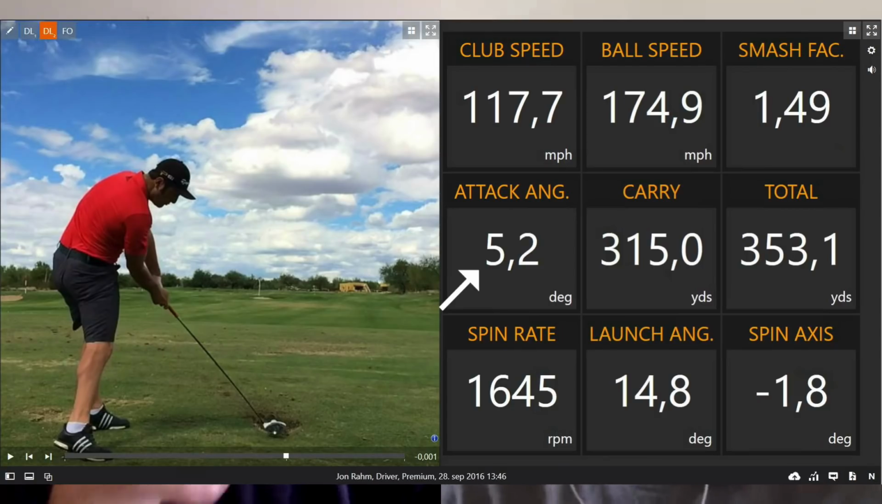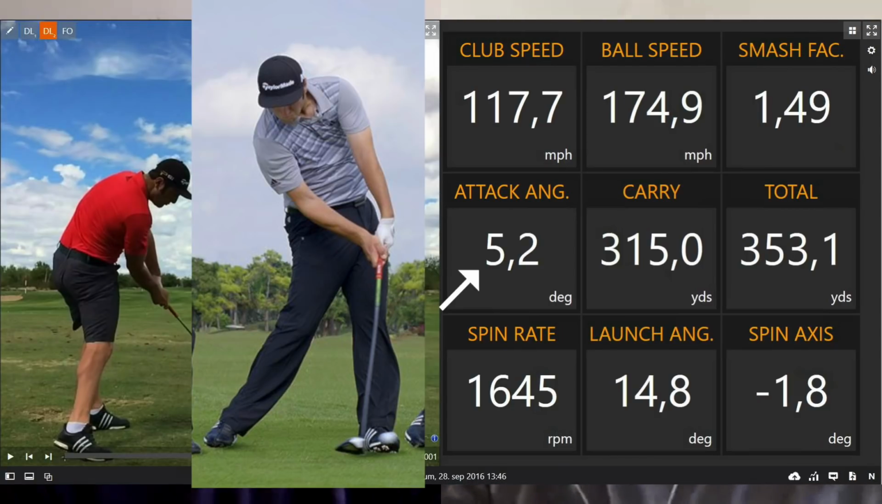Ironically, this is the one thing which a lot of amateurs struggle with: it is possible to have an upward angle of attack and have forward shaft lean. In that sense, if you're hitting a driver, Dustin Johnson or Jon Rahm, if they want to hit a high ball flight, they don't flip their wrists to hit the ball higher.